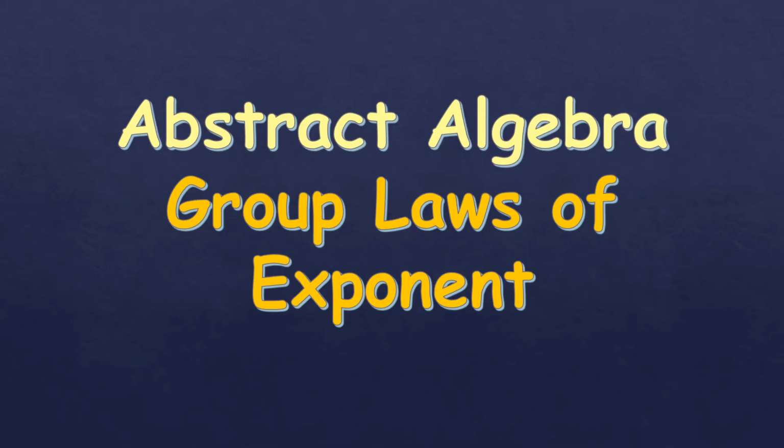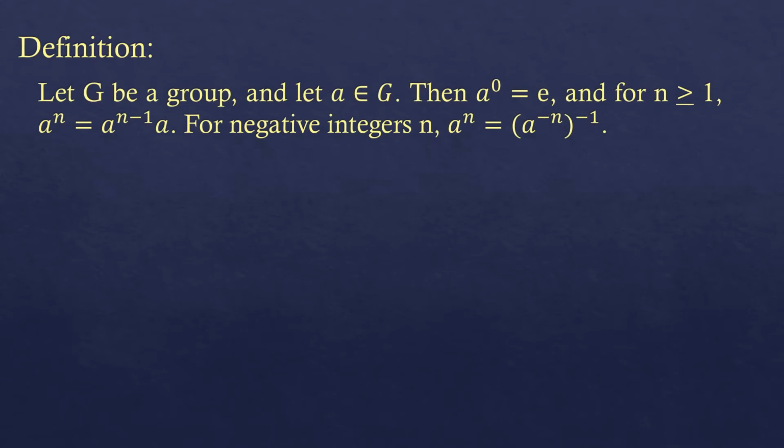In this video, I'm going to talk about abstract algebra, group laws of exponent. So we'll start with a definition which will be essential for using in our proofs for the theorem later. So let G be a group and let A be an element of G.